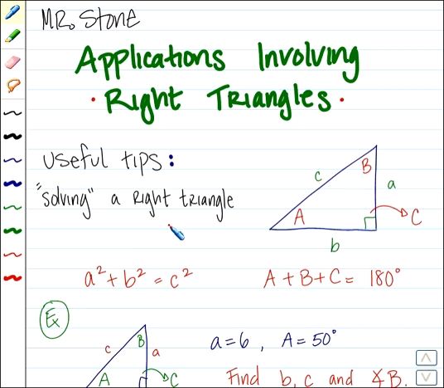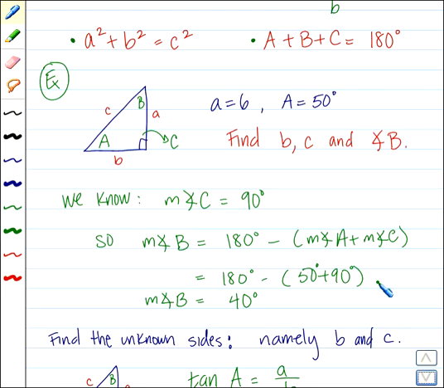Now, as far as solving a right triangle is concerned, here's our right triangle. We're given angles A, B, and C, and sides little a, little b, and little c. First useful tip I have for you is the Pythagorean theorem. Remember, a squared plus b squared is equal to c squared. Secondly, keep in mind that when you add all the angles within a triangle, they have to equate to 180 degrees. With those in mind, let's take a look at our first example.